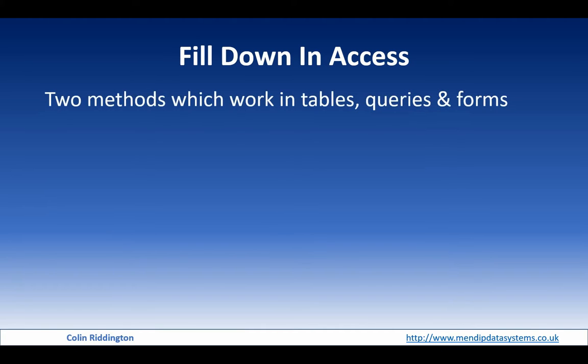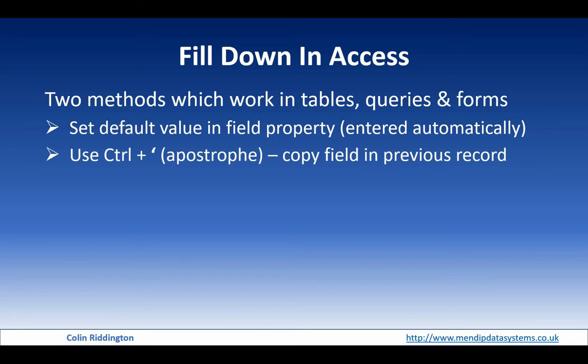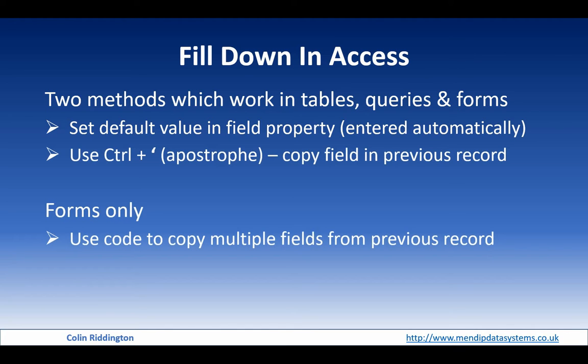So as a summary, we've got 2 methods which will work in tables, also in queries, so I didn't show you that, and in forms. They have to set the default values in the field property. Let's use Ctrl and apostrophe to copy in an individual field from the previous record. In forms only, we can use VBA code to copy those fields from the previous record, whichever one or ones we choose to do. And the code for that is found on Allen Browne's website and that particular page there, SER24. That's all for today.